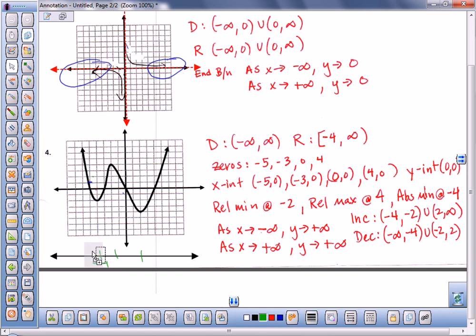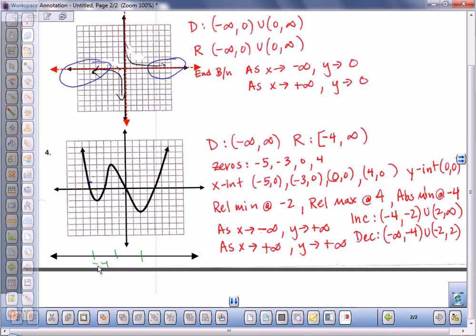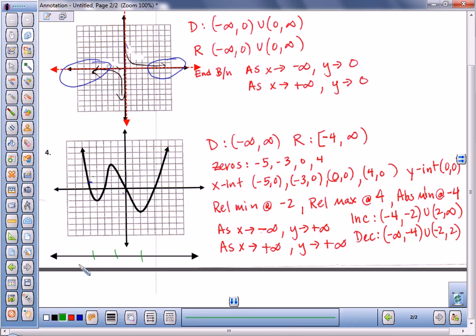So we have this one at -4. That probably looks a little closer. We have another one at -2, and then we have a third one that occurs at +2. Okay. So if we go left to right, do you see we're decreasing? Then we're increasing on this interval. Then we're decreasing on this interval. Then we're increasing on this interval.